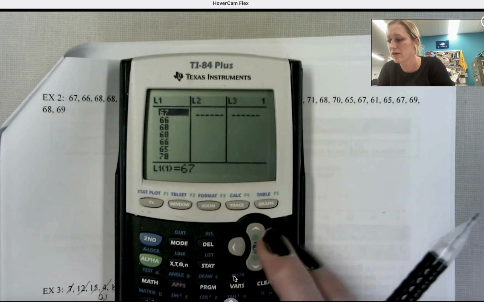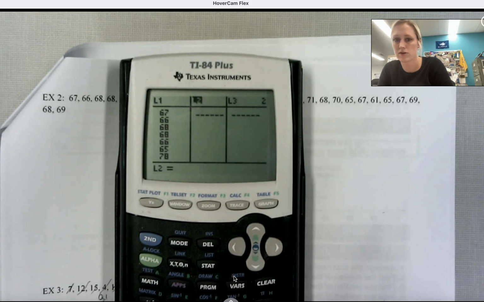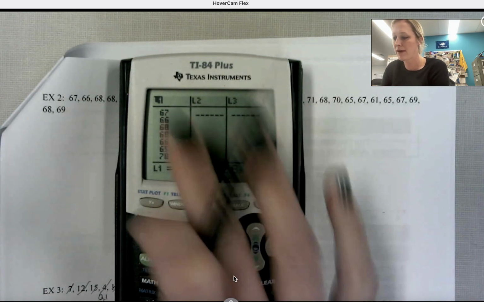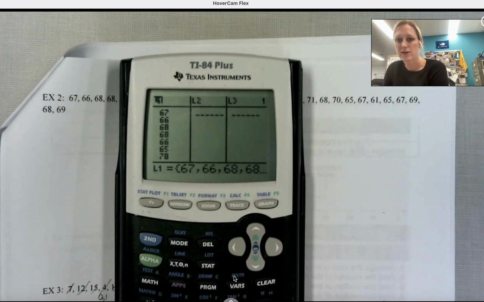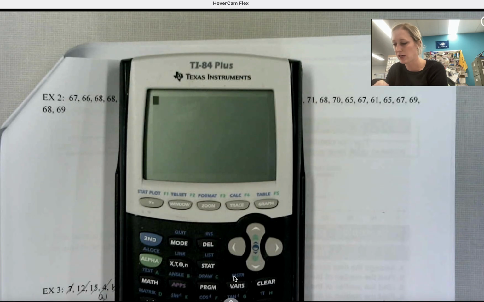Now, if there's already old numbers in here, you scroll up to where L1 or L2 is highlighted, hit clear, enter, and it'll clear any old list that was in there. So under L1, I've got my full list. Again, how you enter that is you hit 67, enter, 66, enter, and just keep going. To get out of this, we hit second, and then there's quit right above mode. So that takes us back to just the calculator.